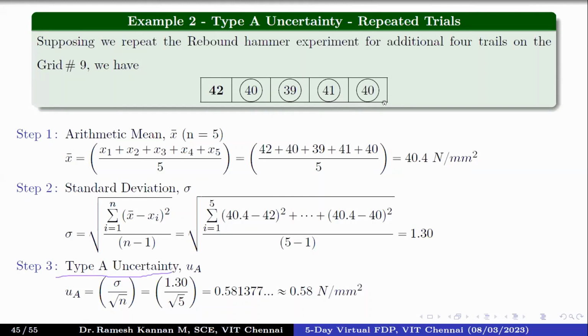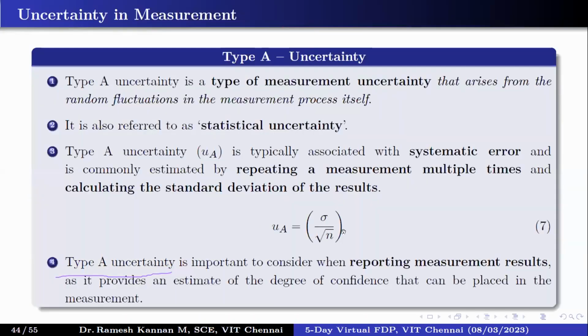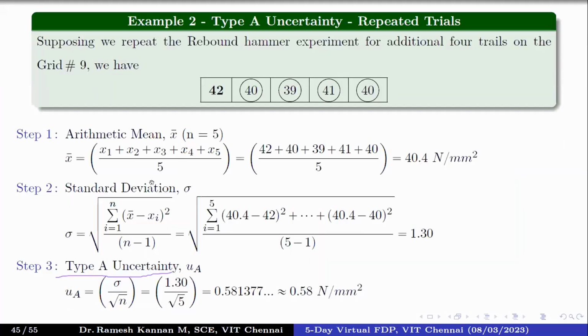So what we can do is type A uncertainty, which talks about sigma divided by root n. This is the sample standard deviation. To understand sample standard deviation, we need the mean. First we'll calculate the mean, which is x bar, then x bar minus xi, where x bar is 40.4, so 40.4 minus 42, 40.4 minus 40, and so on, the square of the deviation divided by 5 minus 1. So I've got 5 samples, 5 minus 1.